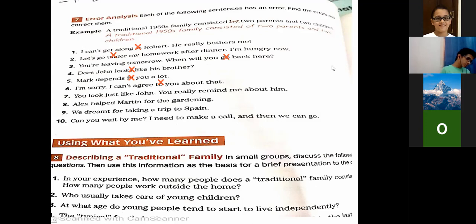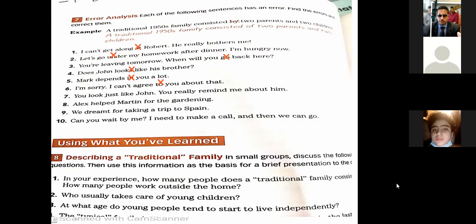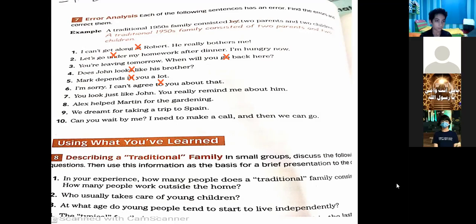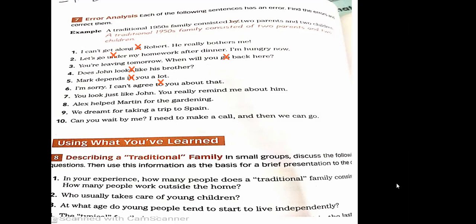Number seven. Ahmed, participate with us. You look just like John. You really remind me about him. The mistake is the arrangement in the sense. So we can say: you just look like John. You really remind me about him. There is no mistake, that's only the arrangement of the sentence.